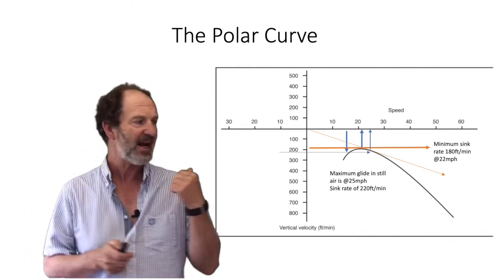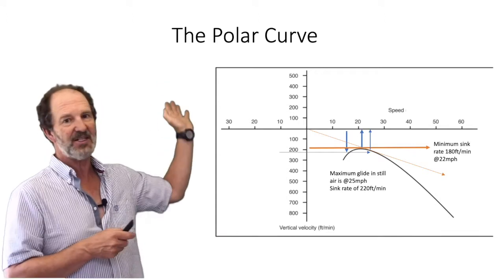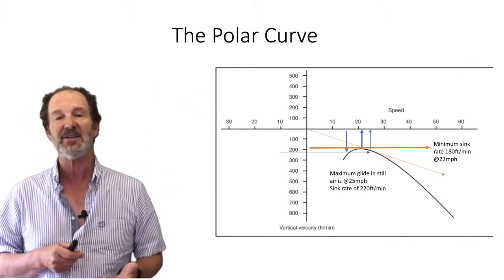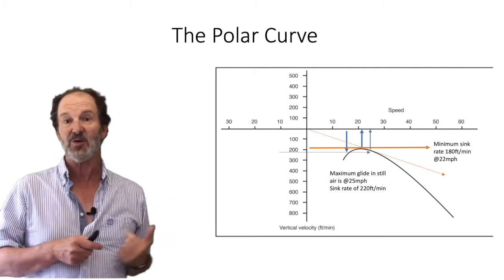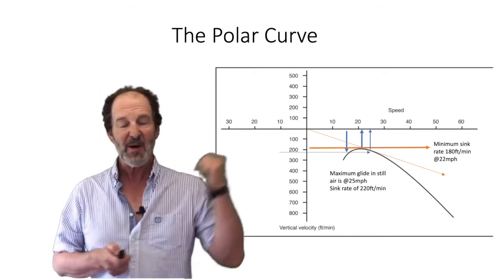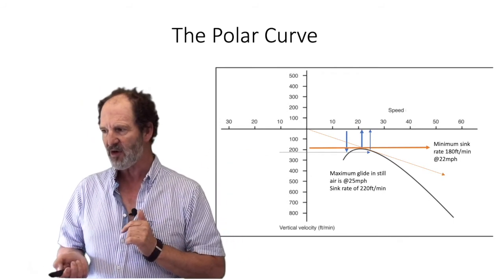But there's other things you can get out of here as well. You can actually use the axis. I don't propose to go into it now, but you can work out the best speed to fly with a certain amount of headwind or lifting or sinking air, and that will tell you the best speed to fly. Okay, so that's a polar curve anyway, it's just a map of the performance of your glider.